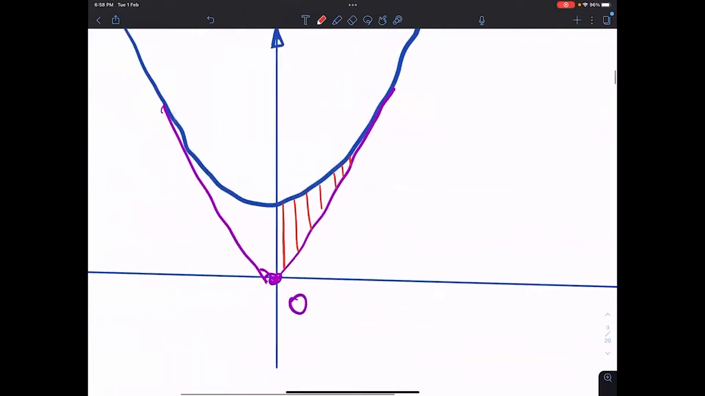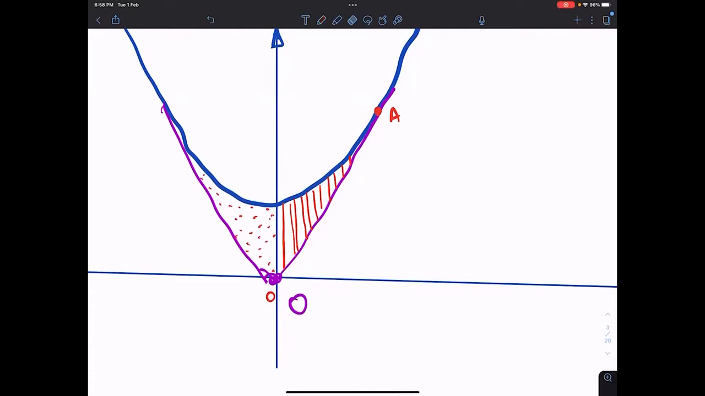And I just need to find the area from 0 to the right-hand side, up to this point, A, let's say. Because the other area will be exactly identical to it. So 2 times that integration will be the required area. So let us see how to find the area of these red color strips I have drawn.